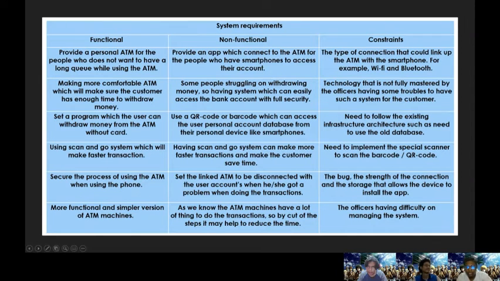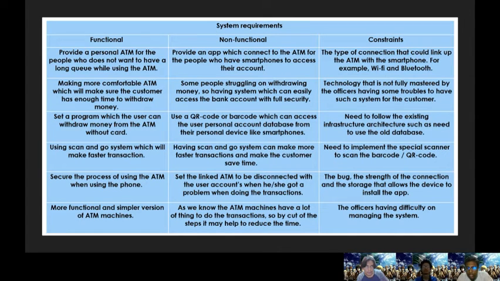Okay, thank you, Afam. For the system requirements, there will be three columns: functional, non-functional, and constraint. For functional, we provide a personal ATM for the people who do not want to have a long queue while waiting to use the ATM. And second, making a more comfortable ATM, which will make sure the customer has enough time to withdraw money. And non-functional: provide an app which connects to the ATM for the people who have smartphones to access their account, since some people struggle with withdrawing money, so having a system which can easily access the bank account with full security. And last one, constraints.